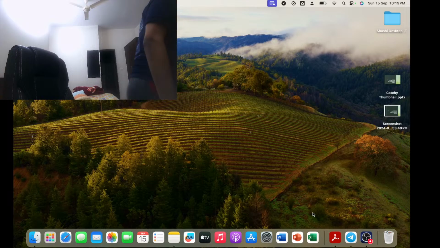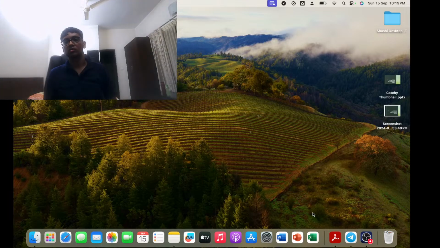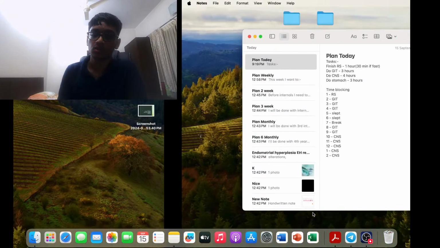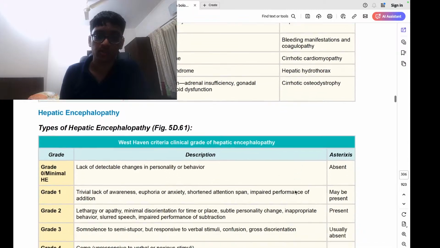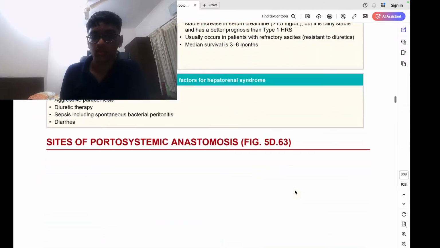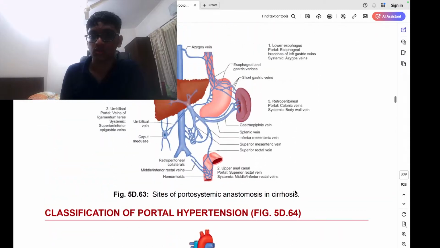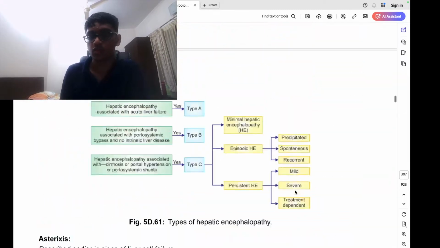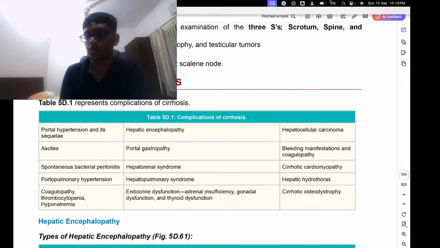Okay. Honestly, I'm going to finish this. It's just a little bit that is left. Just complications, hepatic encephalopathy, hepatorenal syndrome, and you're done. So this is just images. It's a small thing which is left.